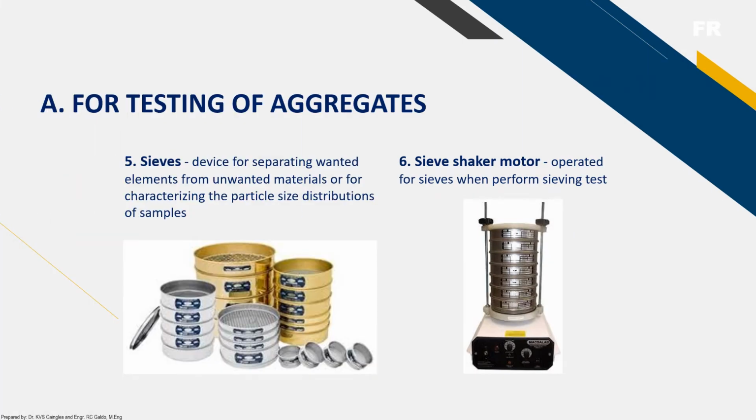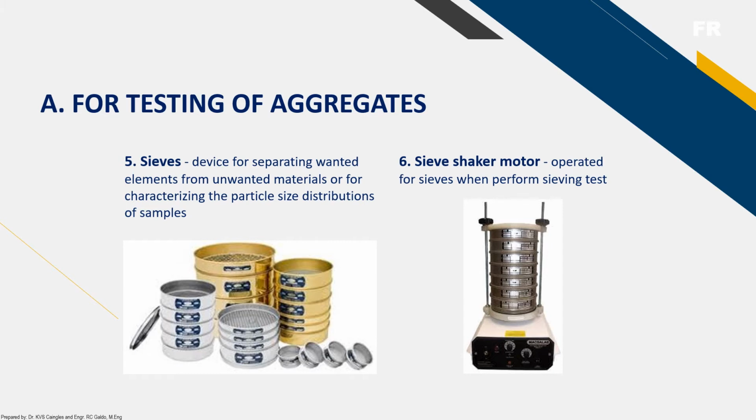And also, still under testing of aggregates, we have here the sieves, the very common. Usually we see it in the laboratory of a university or school. This device is for separating wanted elements from unwanted materials or for characterizing the particle size distribution of samples. So if you are going to determine the particle size distribution of your base course or aggregate material, the sieve is the primary apparatus you will use.